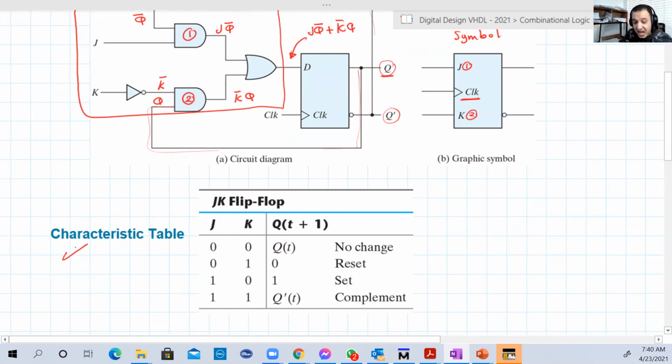So when J and K are zeros, the first case here, there will be no change in Q. I mean, Q of t plus 1 will be equal to Q of t. So here, this means Q of t plus 1 equal to Q of t. I mean, if the current J and K are zeros and the clock comes, okay, Q will not change. It will remain as it is. If it was 0, it will remain 0. If it was 1, it will remain 1.